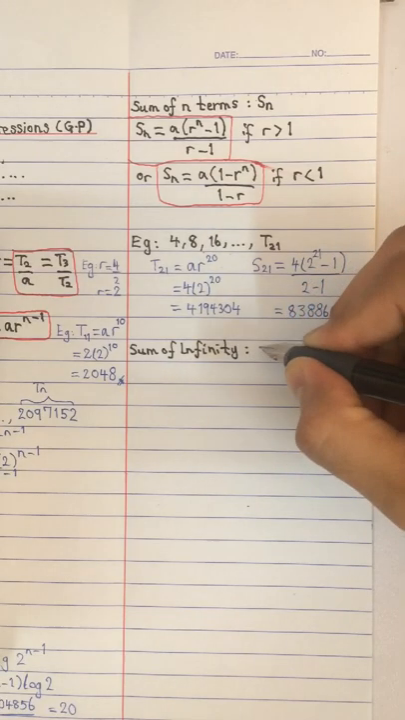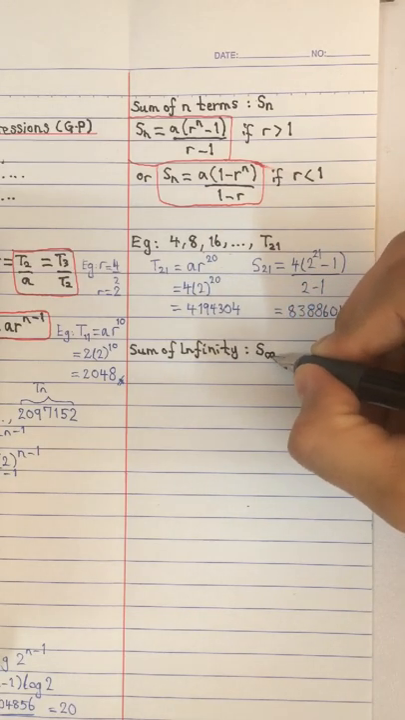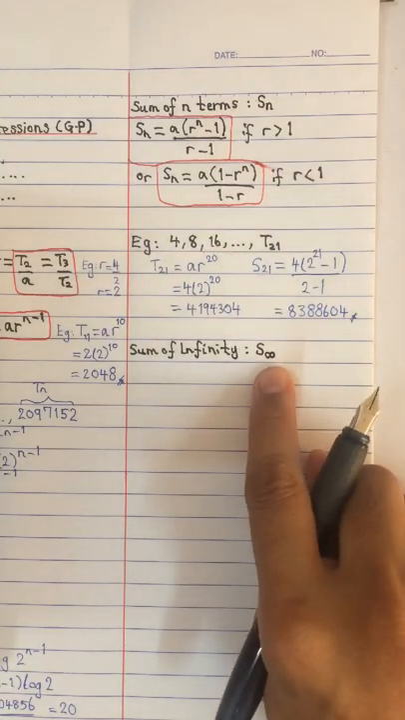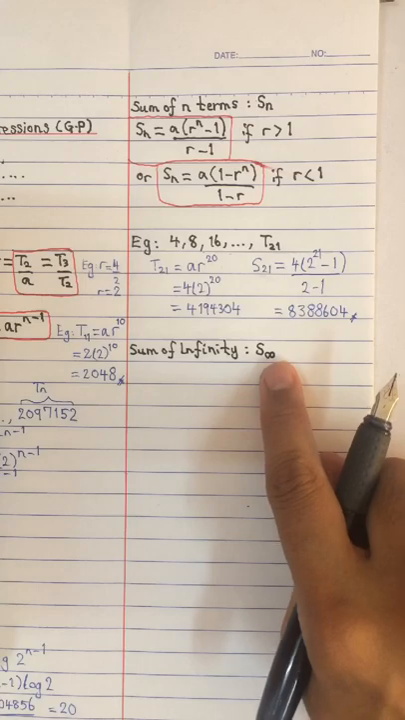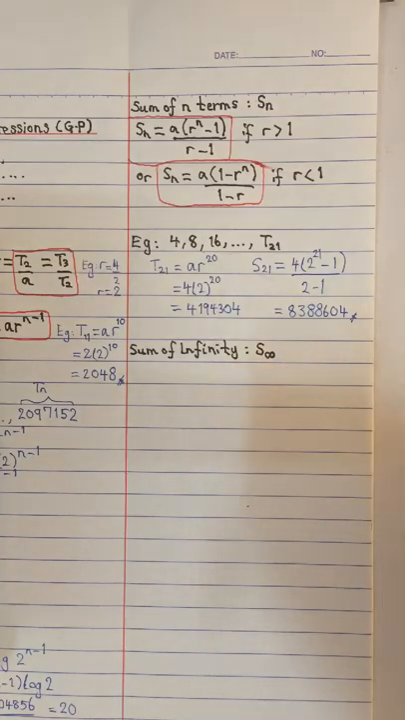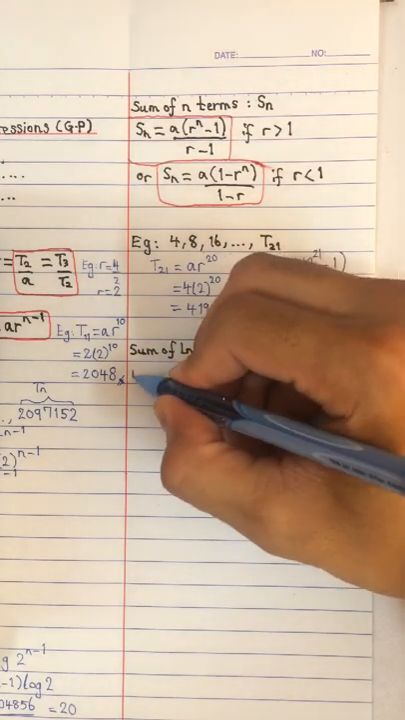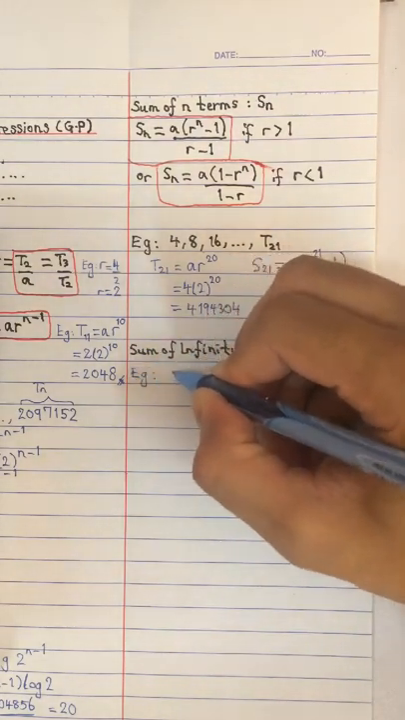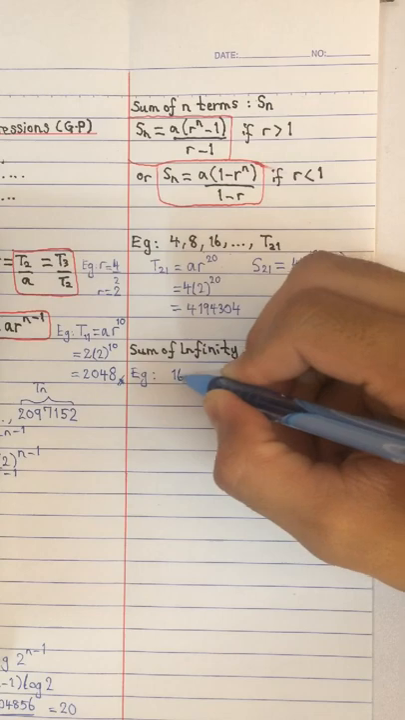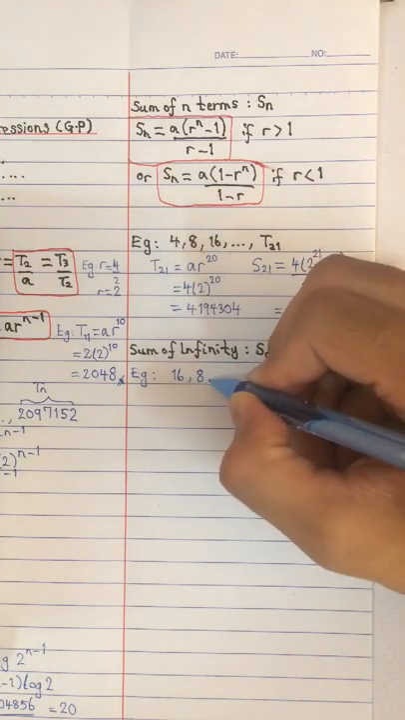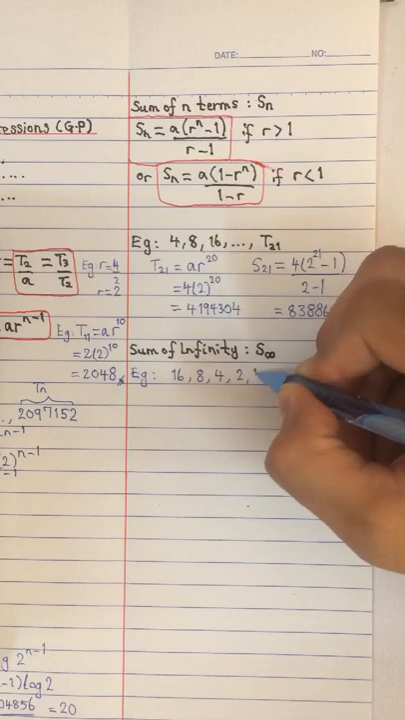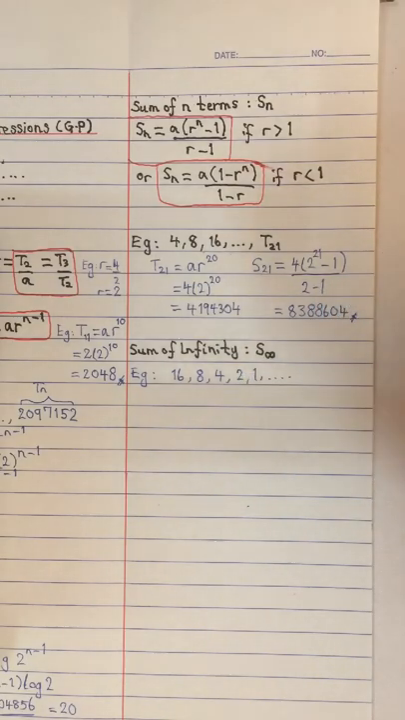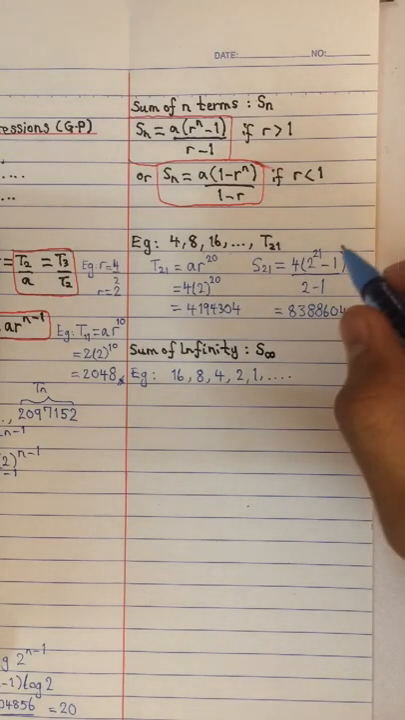Which is represented by S infinity. So if you move your 8 sideways, this is the sum of infinity. Example, if you have 16 and then divide by 2 you get 8, divide by 2 you get 4, divide by 2 you get 2, 1, and so on. Find the sum of infinity of this number sequence.